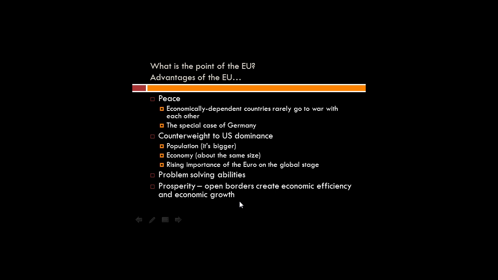For example, Germany, they have a lot of manufacturing. And in a single European marketplace, they can sell whatever it is they make to a bigger marketplace. So those factories are building and making more things, they're hiring more workers, and so on. So some economies have done really well as a result of the creation of a bigger and wider European Union.